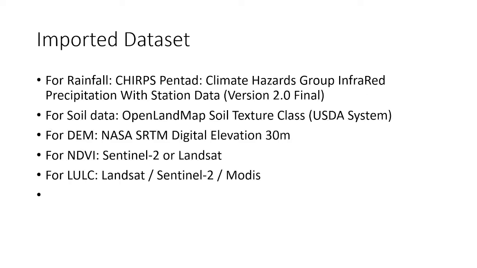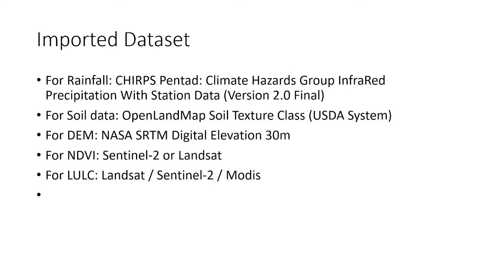And this time, the imported data sets. Here I use this type of data in my Google Earth Engine platform. For rainfall, I use the CHIRPS data. For soil data, I use the OpenLandMap soil texture class. For DEM data, I use the NASA SRTM digital elevation 30 meter. For NDVI, I use Sentinel. If you want to use Landsat, there is no problem. And for land use land cover, I use the Landsat Sentinel models. Anyone can use them, there is no problem. So let's go about that.